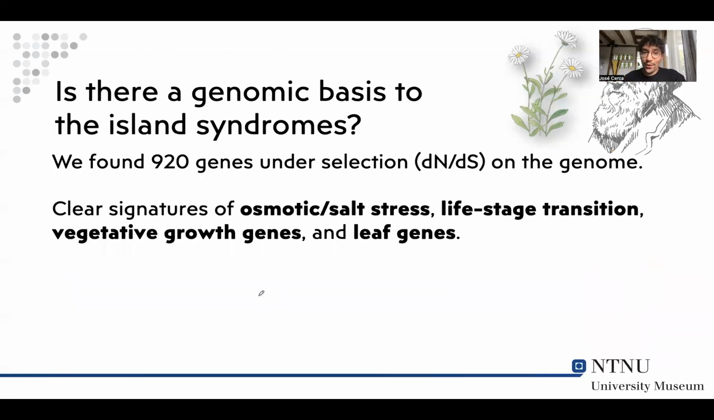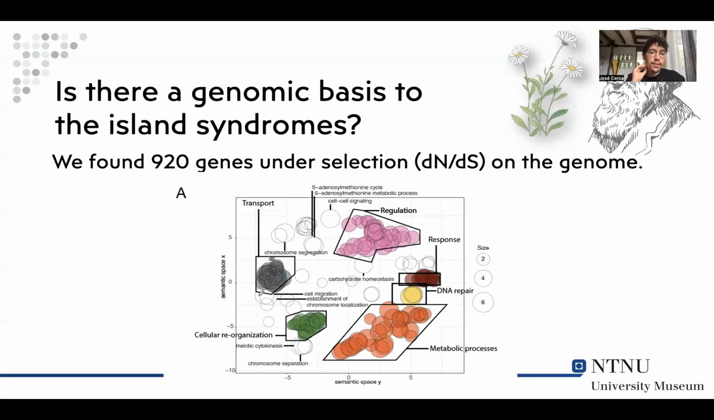To answer the original question of whether there is a genomic basis to the plant syndromes, we did the dN/dS ratios, and we found 920 genes under selection, which corresponded to some of the things I have been talking about. A lot of leaf genes seem to be there, and also vegetative growth genes, but we also found some osmotic and salt stress genes, which could correspond to the evolution to the arid landscape of the Galapagos.